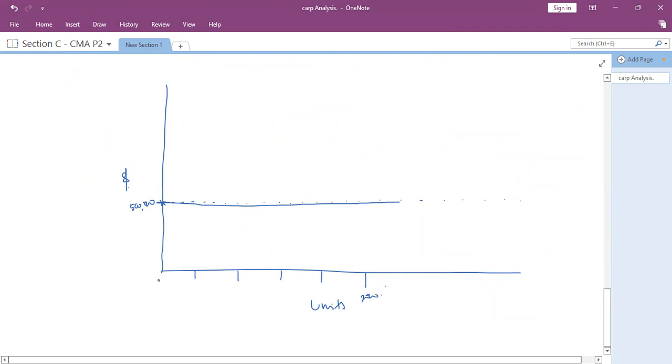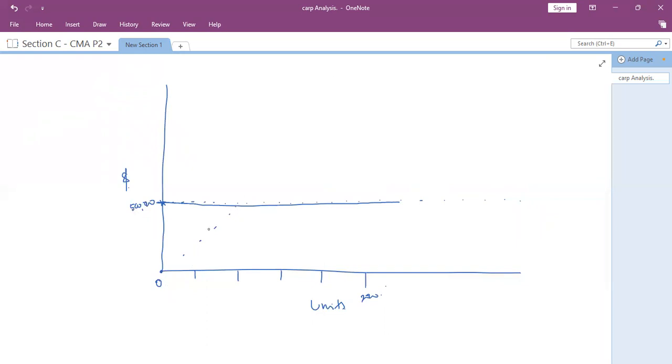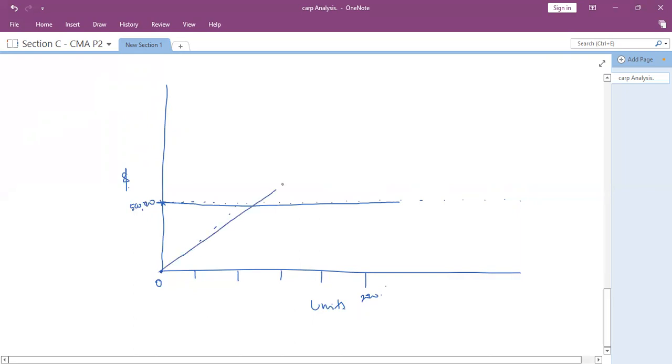Variable cost, if your production is 0, your cost is 0. For 1 unit, your cost is, as we just calculated, 500 per unit. It will go like this. So when you draw the line, this is the variable cost line. This is the fixed cost line. Are you getting me, all of you? Is it clear?